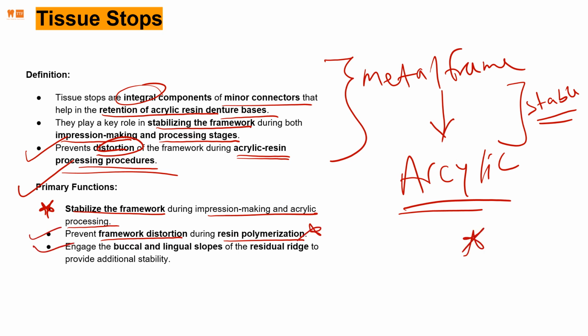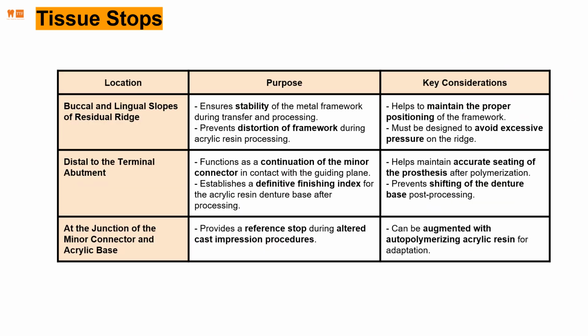It engages the buccal and the lingual slopes of the residual ridge to kind of provide more stability on both sides. So let's take a look. There's a buccal and the lingual slope of the residual ridge. There's a distal terminal abutment, and then it's at the junction of the minor connector and the acrylic denture base. There are three different types of tissue stops. Let's talk about each of them.